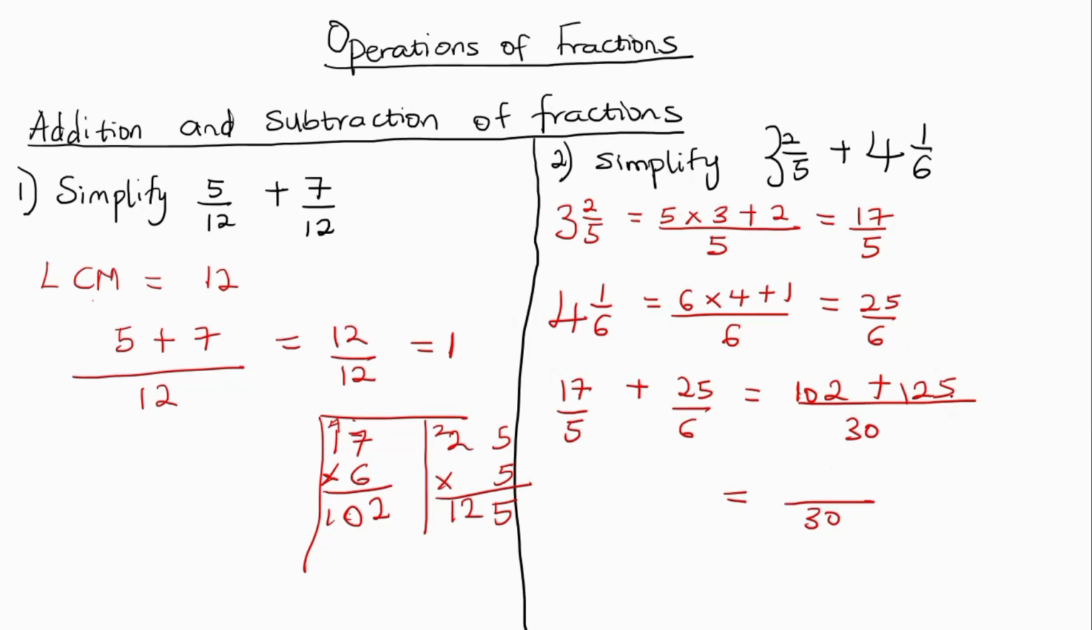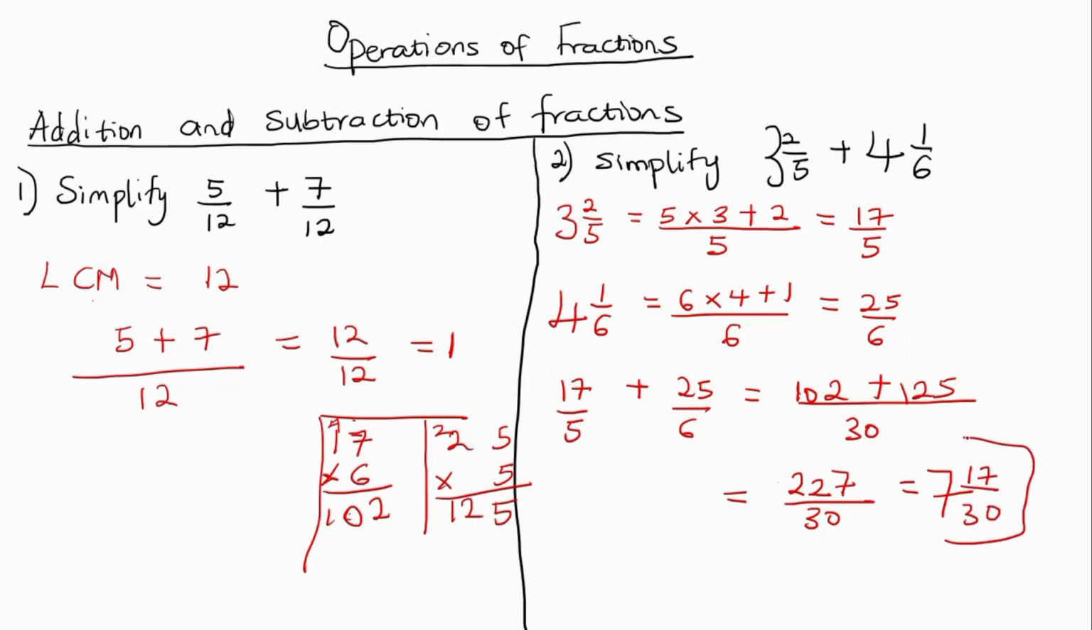So you add the both of them. 2 plus 5, we have 7. 0 plus 2, we have 2. And 1 plus 1, we have 2. And this is going to give us 227 over 30. Alright, so we divide this. 227 divided by 30, we have it to be 7 whole number, then we have 17 over 30.